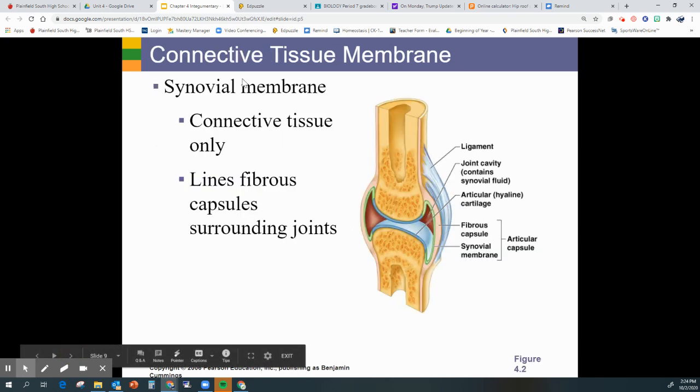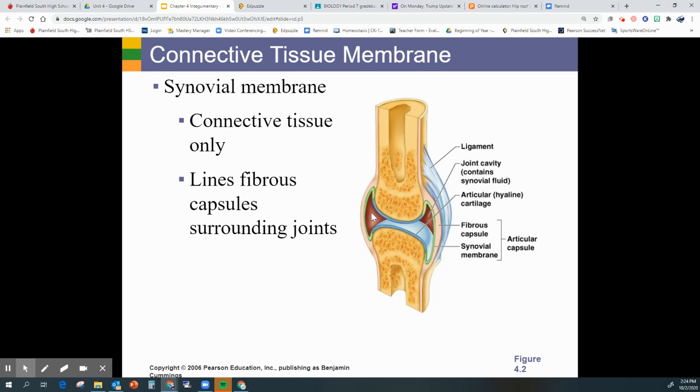Okay. The last and final of those types of membranes that we have is the connective tissue membrane, which is the synovial membrane. Only connective tissue, just like its category sounds. And this one actually lines the capsule, or what we call the fibrous capsule, around joint tissue. So this is a pretty small example here. You can see in between the joint, there's a little bit of space. So there's some hyaline cartilage, or what they call articular cartilage, right here on both sides. And then there's a space that makes this little pocket. Okay.